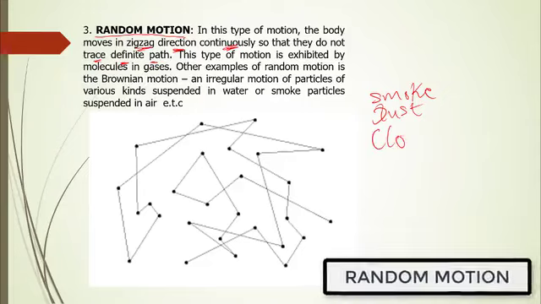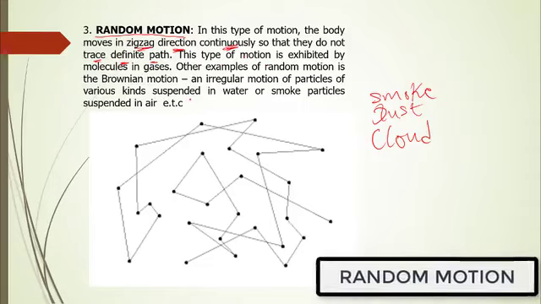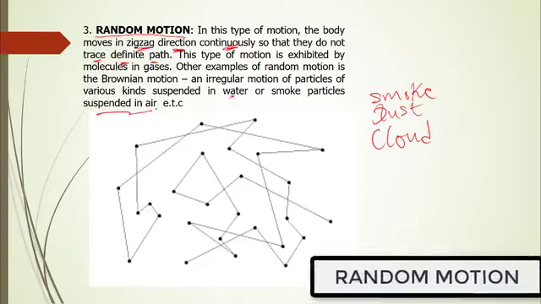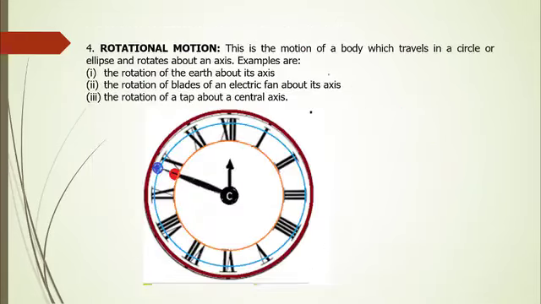We also have things like cloud particles. Already we've mentioned dust and smoke; they exhibit random motion. So random motion simply refers to a zigzag, irregular kind of motion, such as water, smoke, and dust particles that have been suspended in the air. And that's where we have something like Brownian motion. Brownian motion is one good example of random motion.